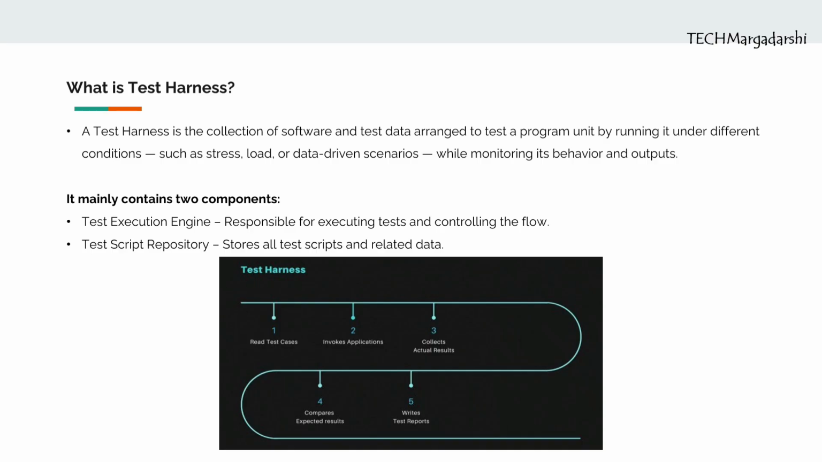A test harness mainly has two parts: test execution engine, which actually runs the tests and manages execution; test script repository, where all the test scripts and data are stored for reuse. In short, a test harness helps automate testing, monitor results, and ensure software works correctly under different conditions.